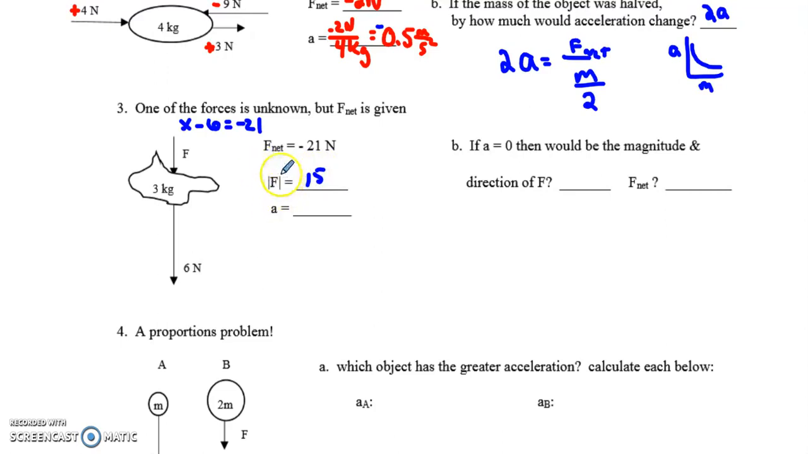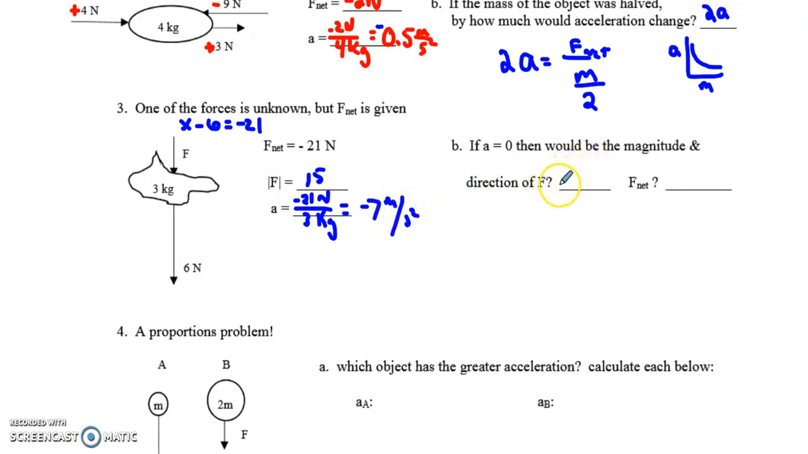But since we're just looking for the magnitude or the absolute value of that force, we can just write it as 15. And the acceleration would be the net force, which is minus 21. That's the given. Divided by the mass of 3 kilograms. And 21 over 3 is equal to 7. But it's a negative 7 meters per second squared.